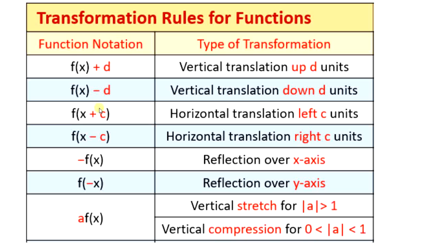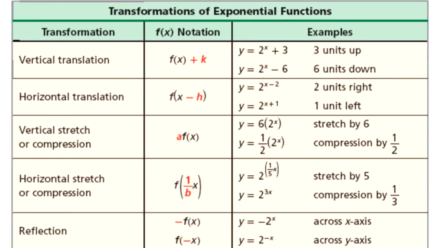And if I multiply the entire function by -1, it's going to reflect over the x-axis. If I multiply just the x's by -1, it's going to reflect over the y-axis. And if I multiply the entire function by a number bigger than 1, then it's going to cause a stretch. And if I multiply the whole thing by a number between 0 and 1, it's going to cause a compression. It's going to grow slower. Here are some examples with exponential functions.